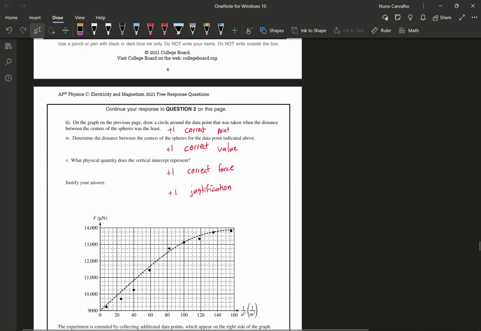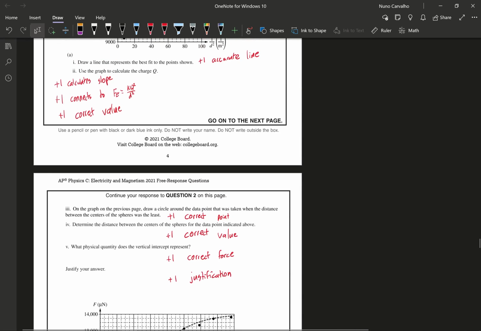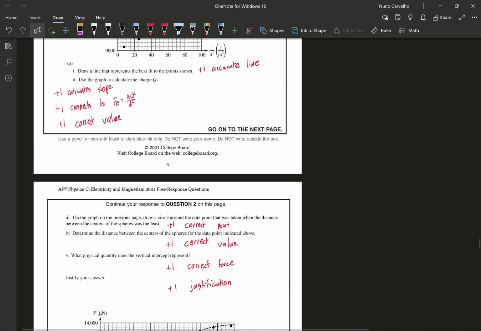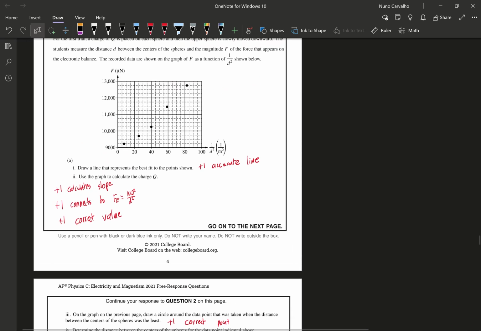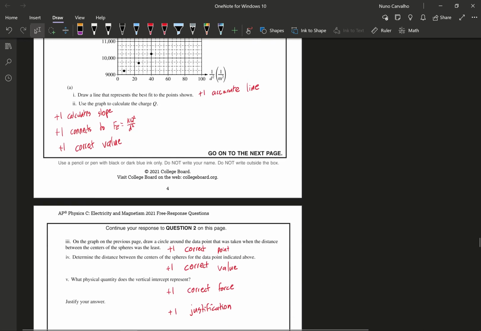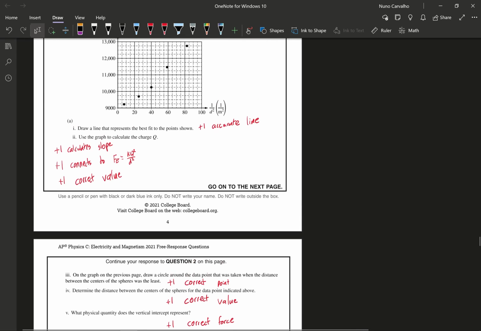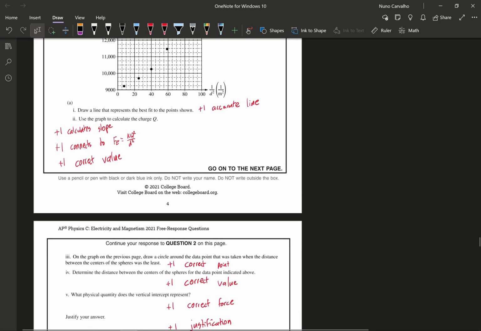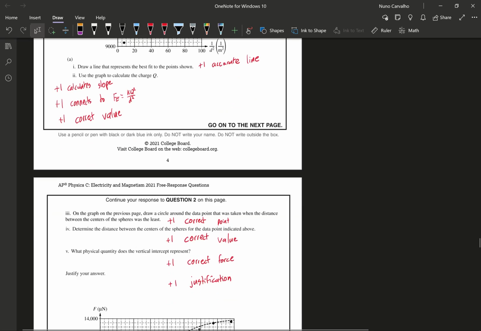Then for number three, I can't see any way that they wouldn't just do 1 point for this, which is circling the right answer here. And then for part four, again, it's not a very involved problem. I think you just get a point for the correct value given the point that you chose. So I think they'll be leaning on that. If you chose the wrong point, but you still calculated the right distance, you'd get a point.